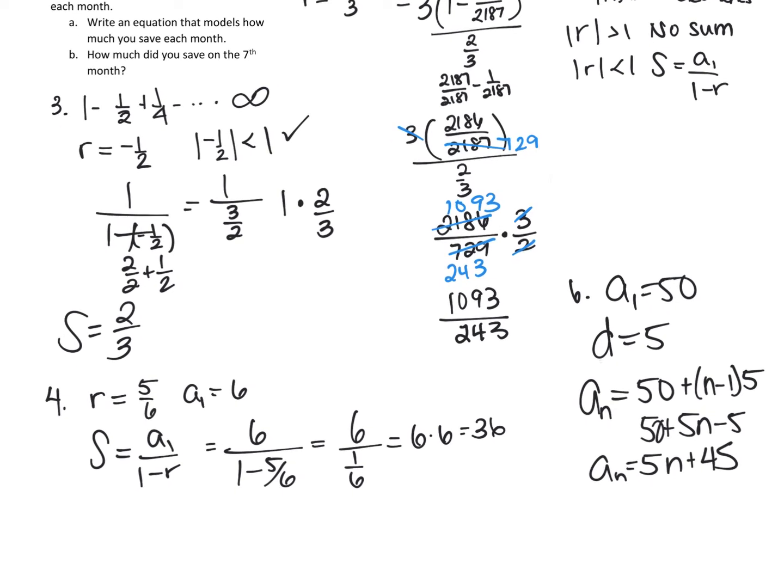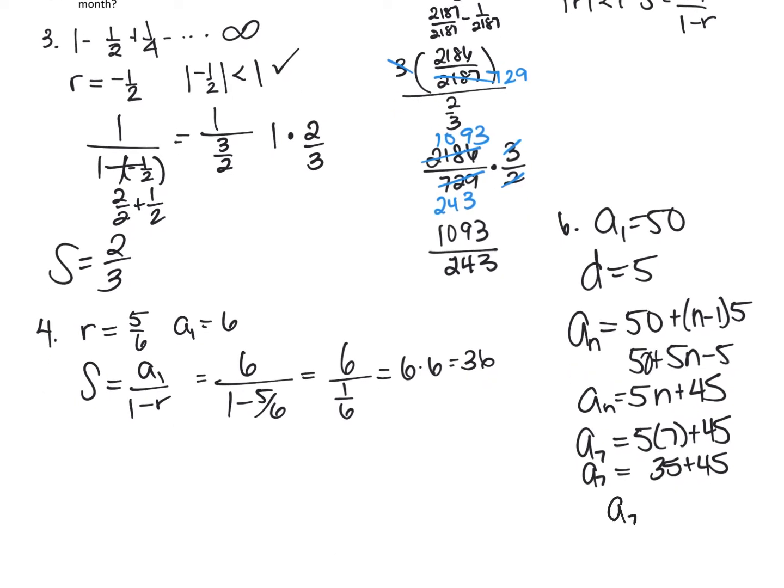How much did you save on the 7th month? That asks us to plug in 7. 5 times 7 plus 45. a7 is 35 plus 45, which is 80. So on the 7th month, you saved $80. You had $80 saved.